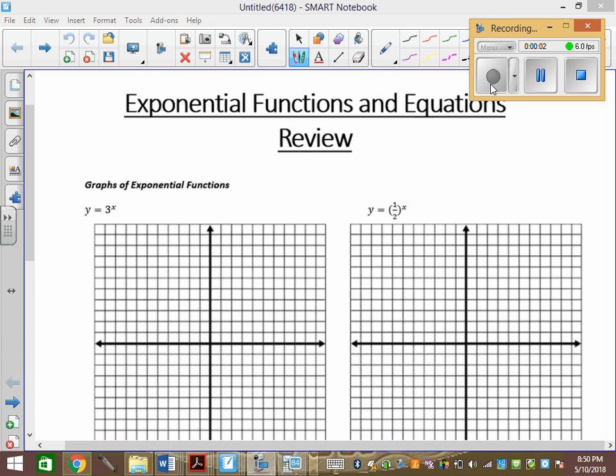Exponential functions and equations review, Math 30-1. And we're going to start off with graphs of exponential functions. So we have y equals 3 to the x.